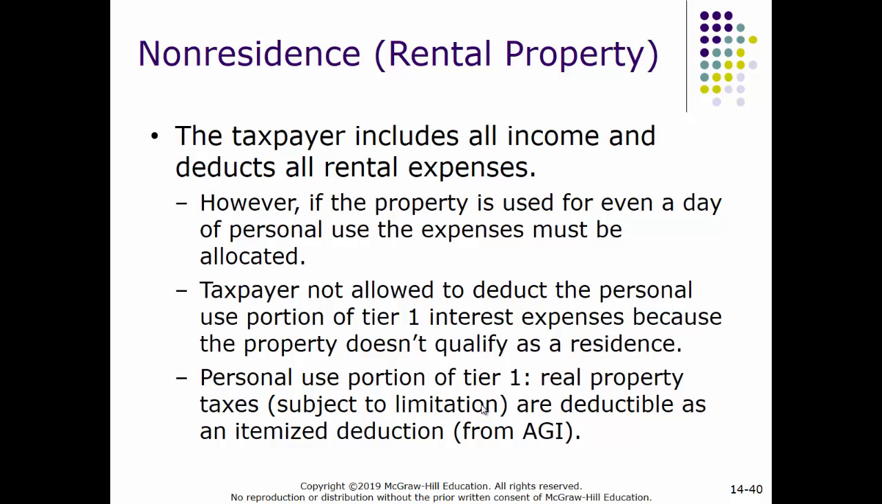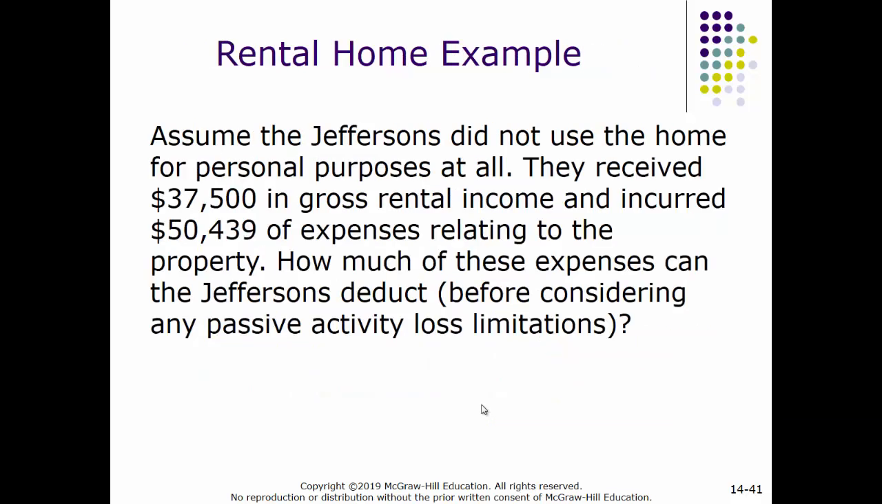The personal use portion of Tier 1 for property taxes can be deductible as an itemized deduction if the taxpayer itemizes, because it doesn't matter if the property on which the property taxes are paid is a residence or not, it's still all qualified as a deductible tax up to the $10,000 limit per year. That is new with the Tax Cuts and Jobs Act.